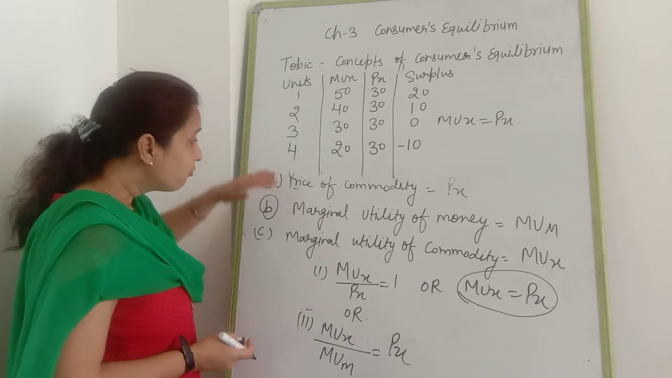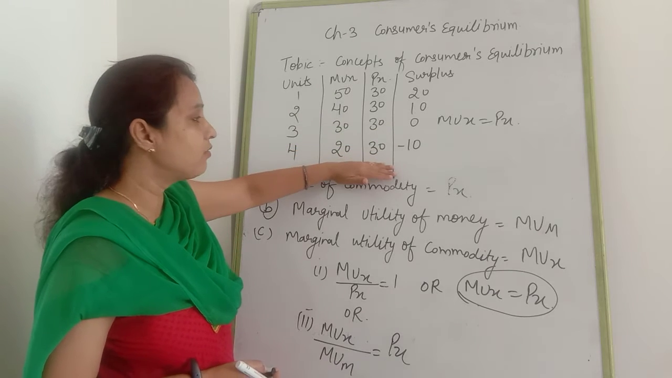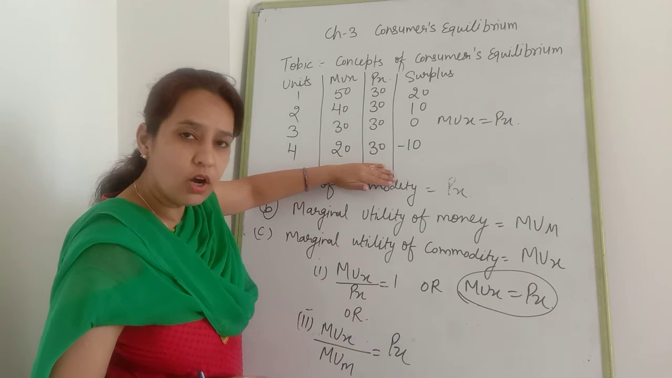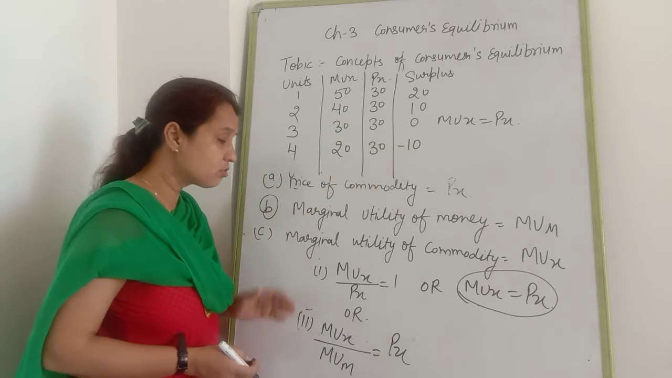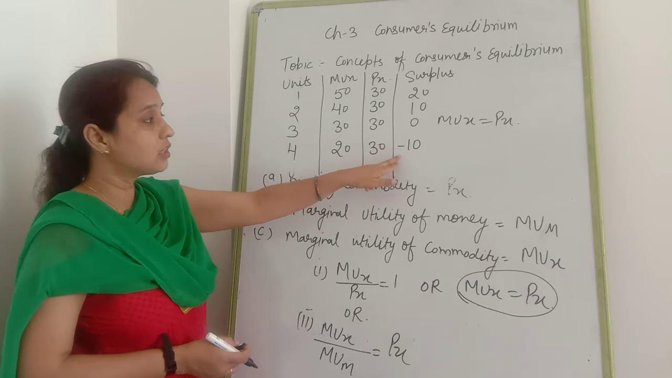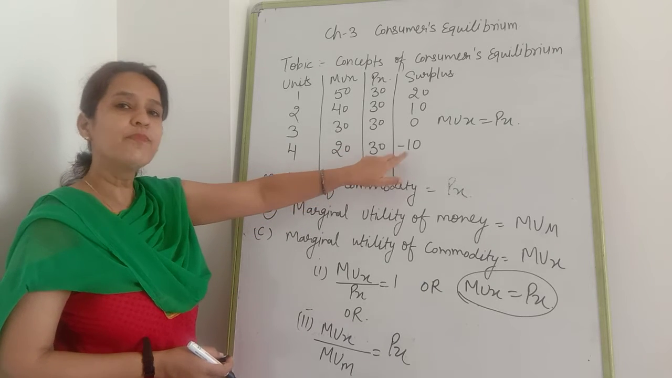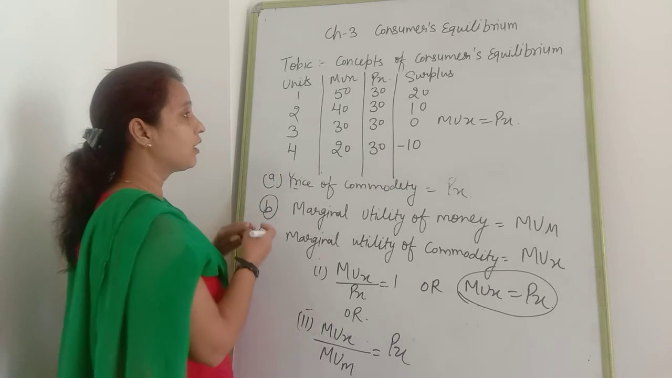So where the consumer gets maximum satisfaction, he will not eat another commodity or more of that commodity. What is the reason behind this? Because he will definitely suffer a loss. So this is known as the consumer equilibrium point.